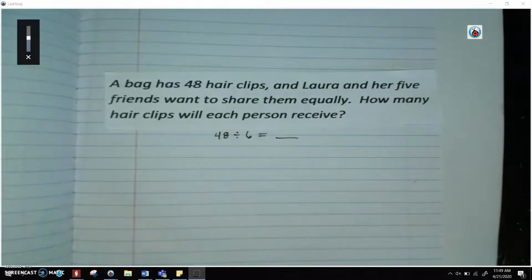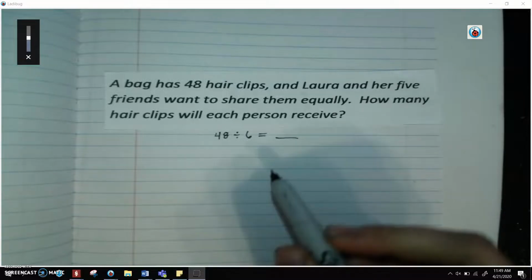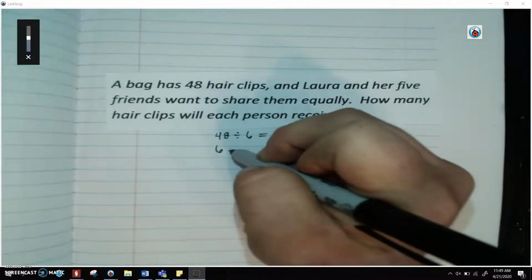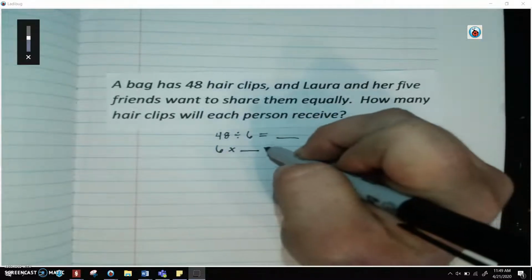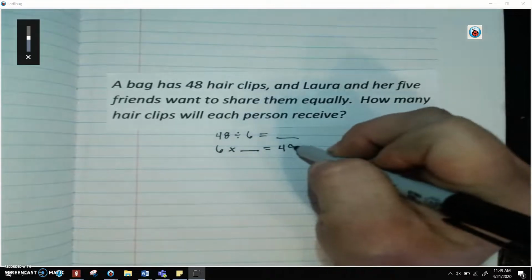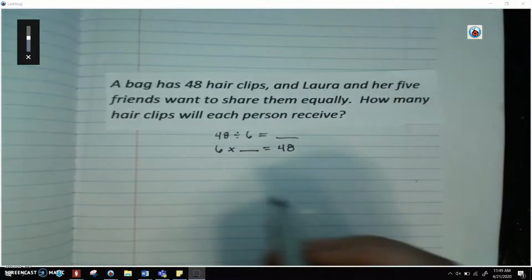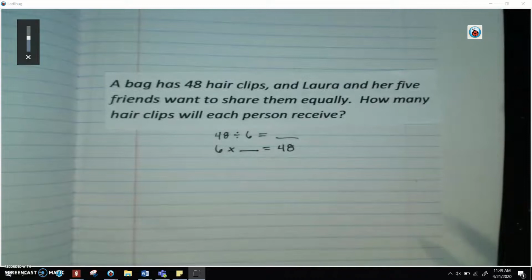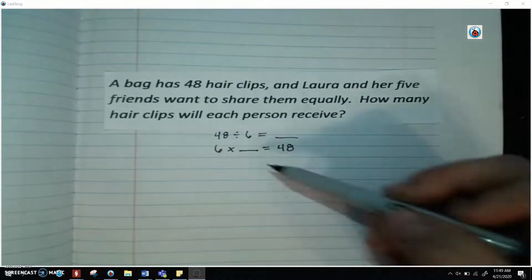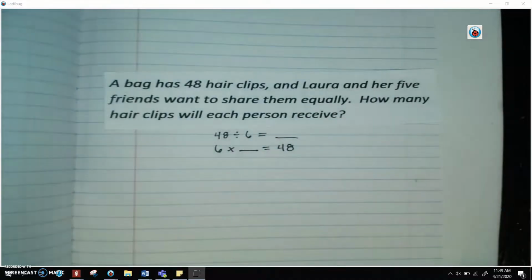I can also use the fact that multiplication and division are inverses of each other to turn that into 6 times something equals 48. I don't know about you, but to me, multiplication just seems a little bit easier. So I like to turn them into multiplication problems. Now, I have 6 times something equals 48.